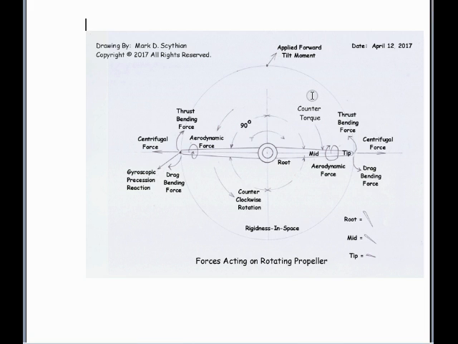Also, all rotating masses will elicit gyroscopic precession, because if this was a flywheel on a car engine and you were to tip it forward, you would get a moment to the right. So anything that rotates, you're going to have centrifugal force, you're going to have precession reaction, and you're going to have counter torque. But when we use the rotating mass in an aerodynamic application such as a propeller, we also then have aerodynamic force, thrust bending force, and drag bending force.